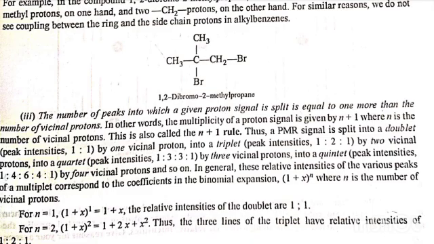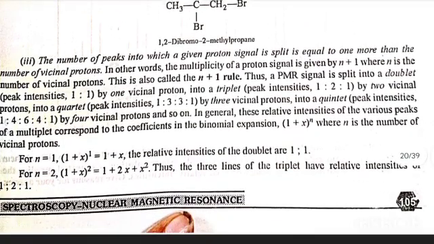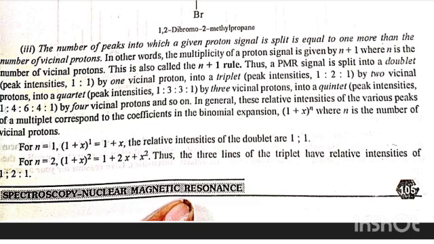For similar reasons, we do not see coupling between the ring and side chain protons in alkyl benzenes. The number of peaks into which a given proton signal is split is equal to one more than the number of vicinal protons. In other words, the multiplicity of a proton signal is given by n plus 1, where n is the number of vicinal protons.